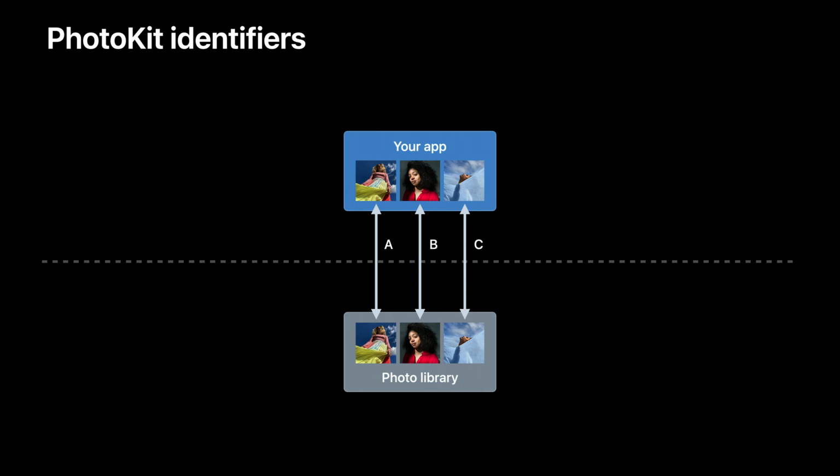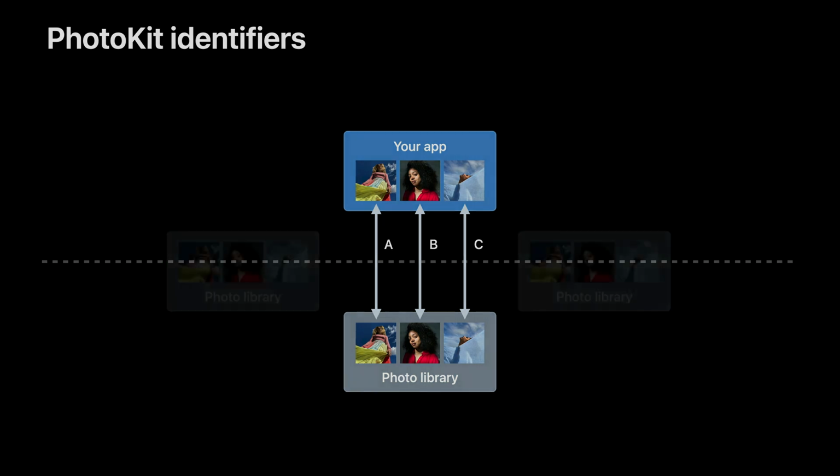Assets and albums are given unique identifiers by PhotoKit that can be saved in your app and then later used to retrieve the same records from the photo library. Every photo library and its identifiers are specific to the device they are running on, even when those devices are syncing libraries with iCloud Photos. So let's turn our attention back to your app.